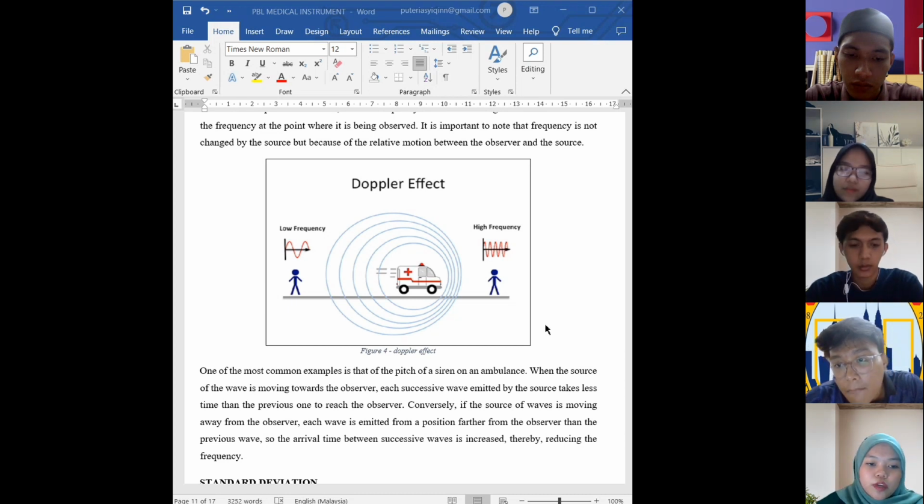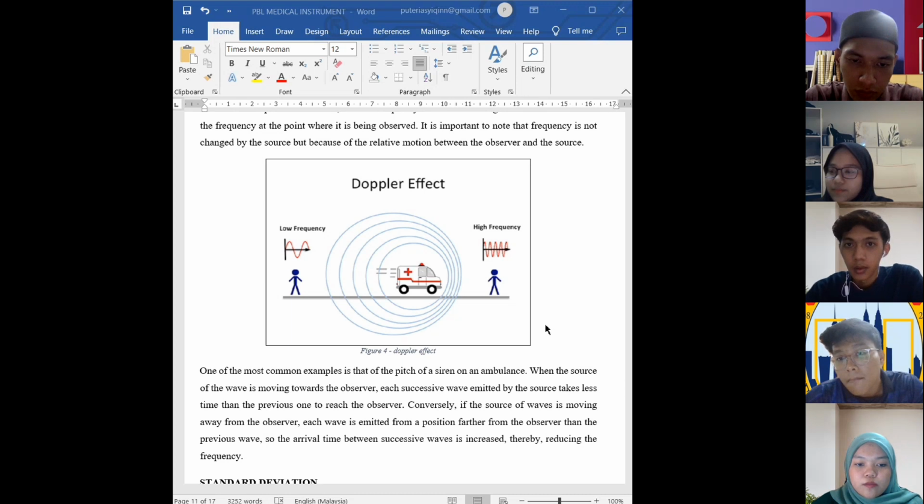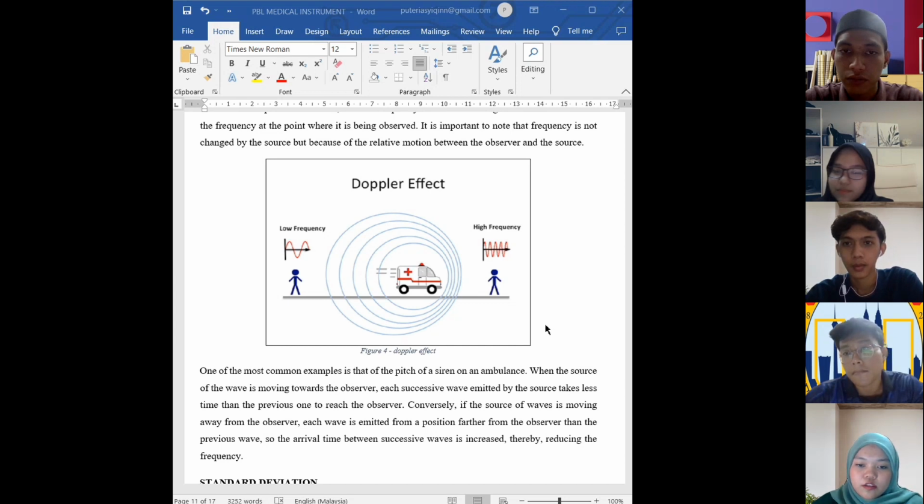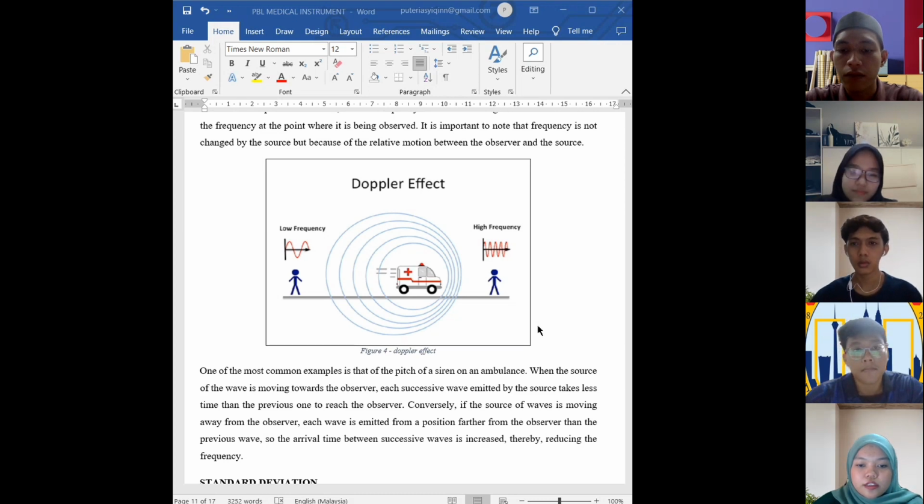When the source of the wave is moving toward the observer, each successive wave emitted by the source takes less time than the previous one to reach the observer. Conversely, if the source of wave is moving away from the observer, each wave is emitted from a position farther from the observer than the previous wave. So the arrival time between the successive waves is increased, thereby reducing the frequency.